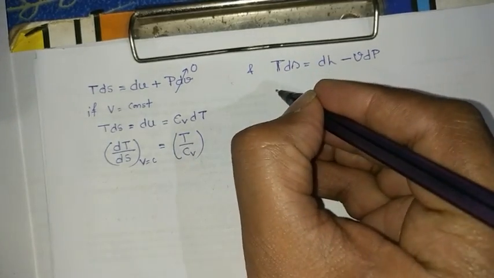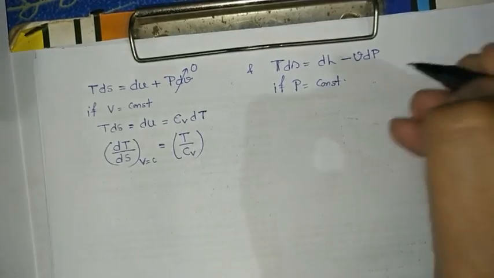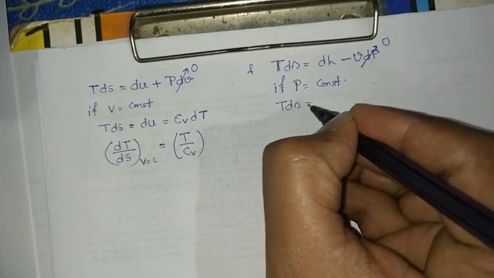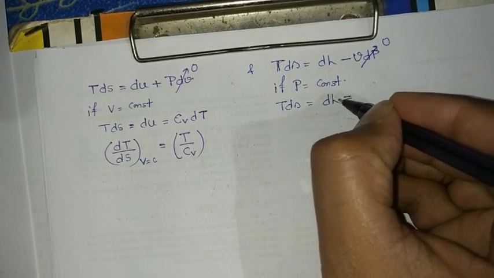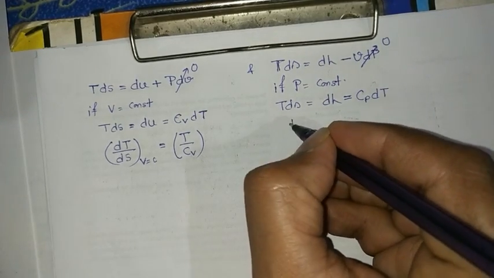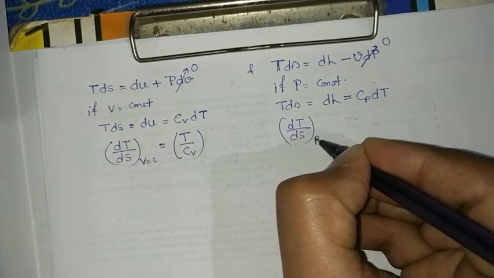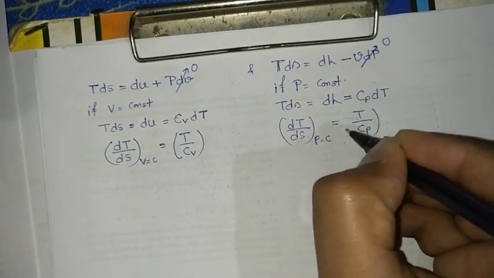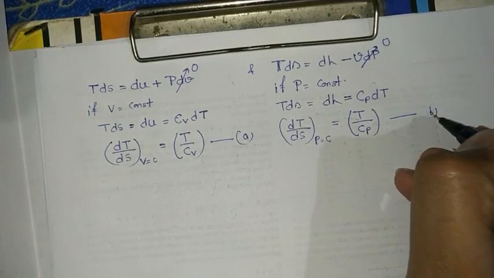Similarly, if pressure is constant, V dP becomes 0. So TdS becomes dH, and for an ideal gas, dH is always Cp dT. So from here, dT over dS at constant pressure is equal to T over Cp. Let us consider this equation A and this equation B.